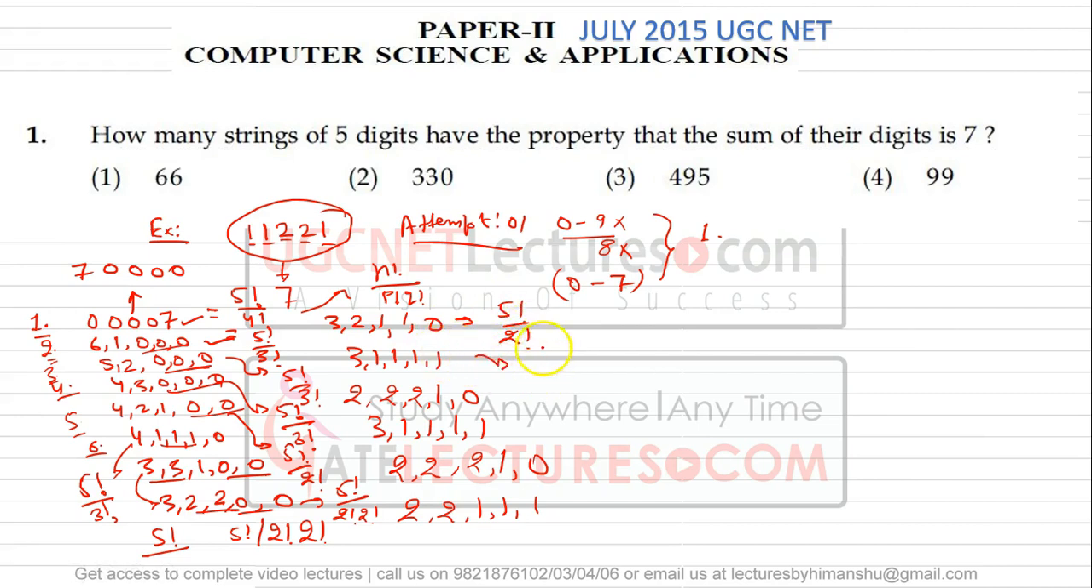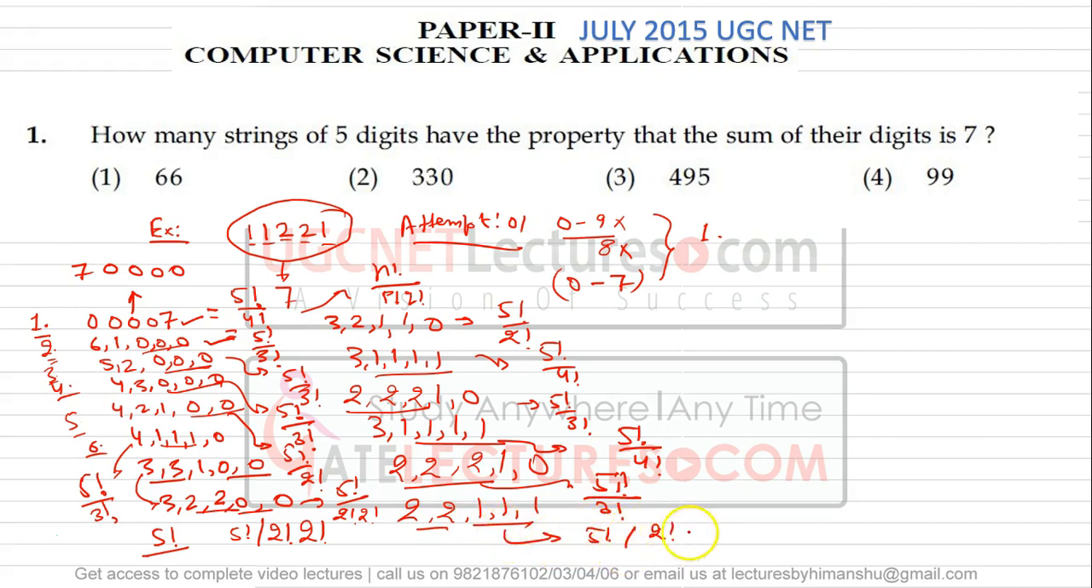This will be 5 factorial upon 4 factorial. Why? 4 balls are alike. 3 balls are alike, which means 5 factorial upon 3 factorial. In this, 4 balls are alike, we can say 5 factorial upon 4 factorial. In this, 3 balls are alike, so we can say 5 factorial upon 3 factorial. Or we can say 5 factorial upon 2 factorial into 3 factorial. 2 balls are alike, 3 balls are alike. Okay, 5 factorial upon 2 factorial, 3 factorial.